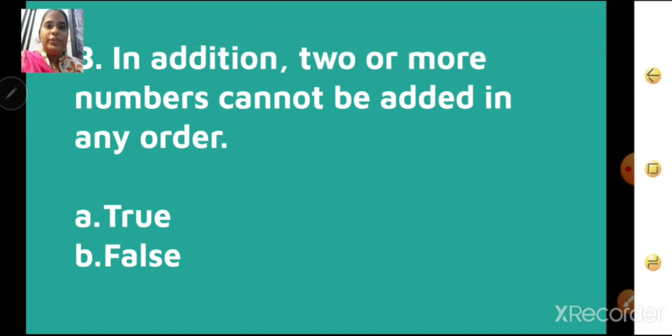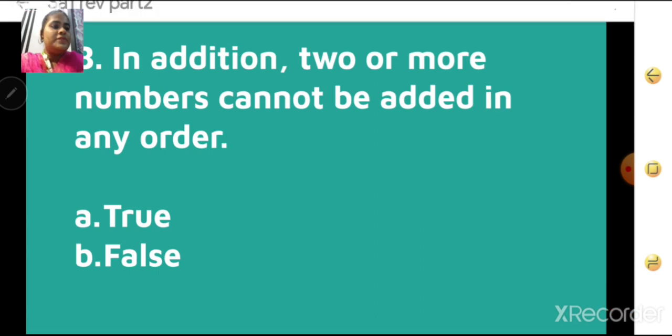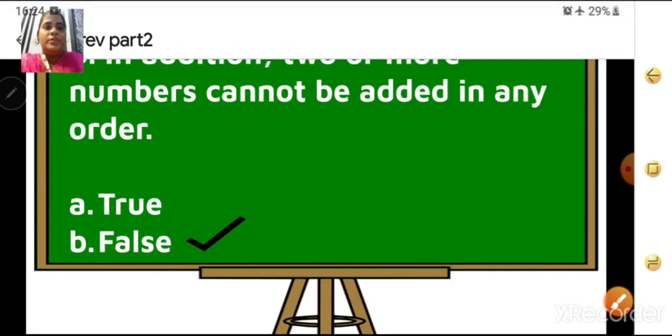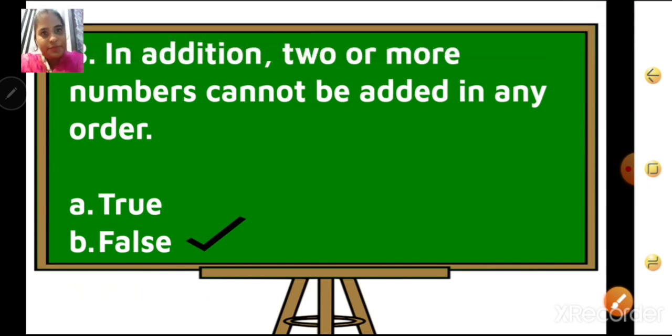Now let us continue with our true and false question. In addition, two or more numbers cannot be added in any order. Now, is it true, children? Just now we have seen two or more numbers can be added in any order. The statement is false because we can change the order of the numbers. So we will click on the false option.